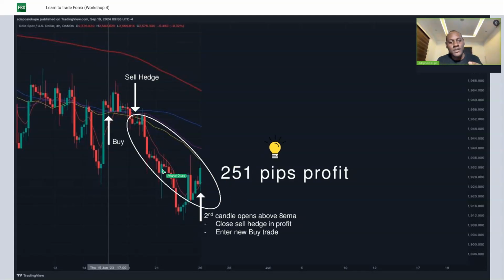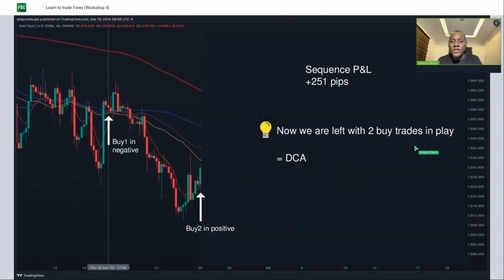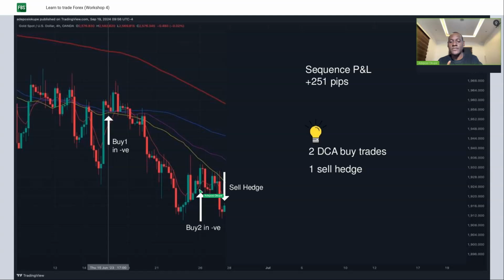251 pips. We close the sell, and then we immediately enter what? A buy, because we're expecting the price to go back up. So now we are going to have one buy in negative and another buy in positive, and we have 251 pips in the bank profit. So this trade becomes a dollar cost average trade, and then this one is our new trade. So we wait. Guess what happened?